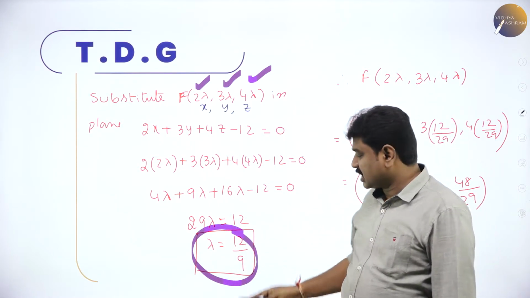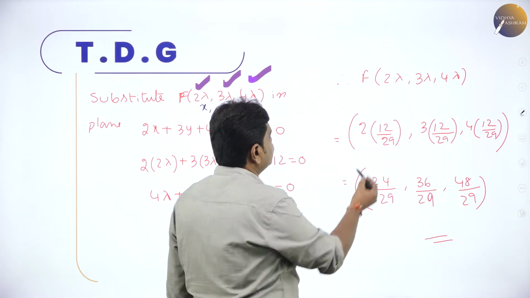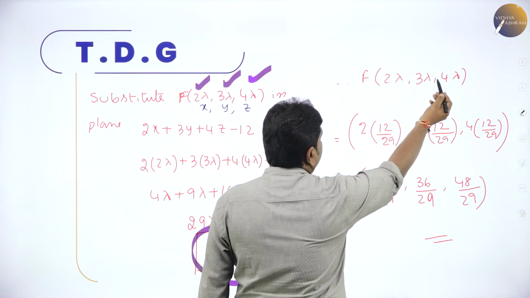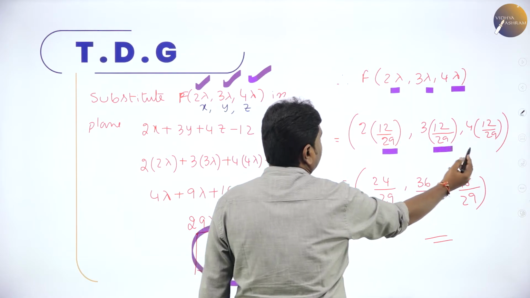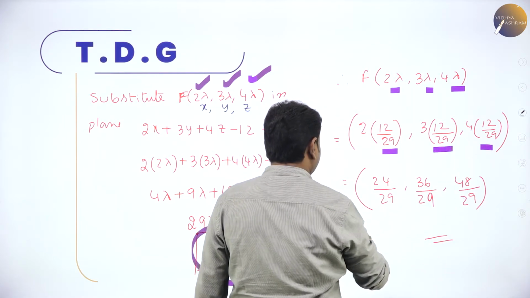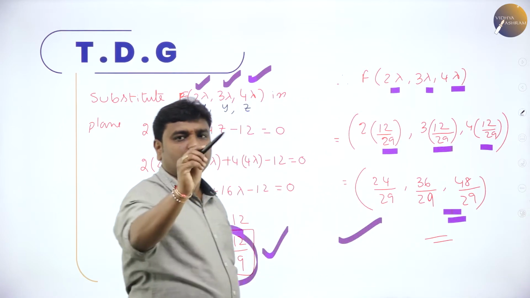While correcting, I will just observe the lambda value. If it is correct, yes, obviously you will get it. Now after you get lambda, substitute in the foot, that is 2 lambda, 3 lambda, 4 lambda. In the place of lambda, put the value of lambda. What is lambda? 12 by 29, 12 by 29, 12 by 29. Substitute and you get the foot. This is the answer. This is the foot. Foot is what? A point. I hope all of you got this.